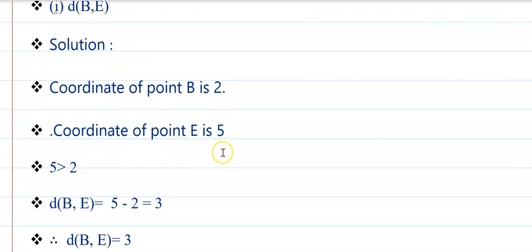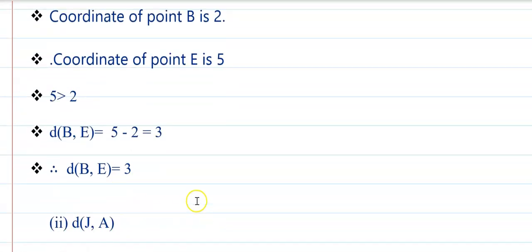The coordinate of the point B is 2. The coordinate of the point E is 5. 5 is greater than 2. Therefore distance BE is equal to 5 minus 2, that is equal to 3. And hence distance BE is equal to 3.